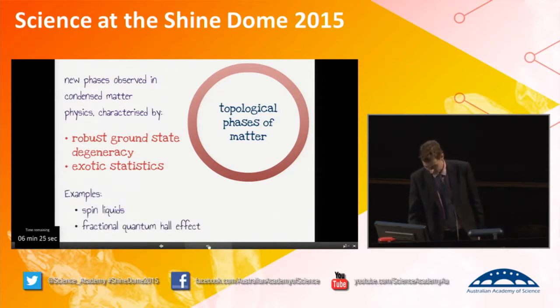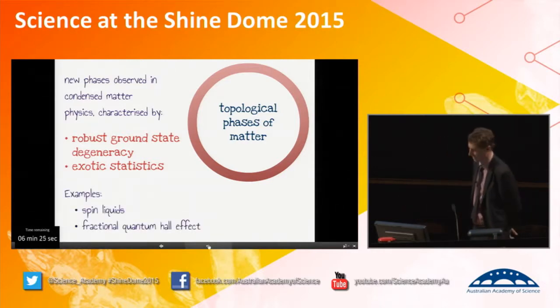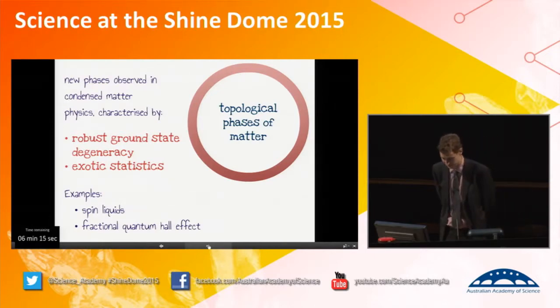Now, I'm certainly not a physicist, and I haven't been in a lab for a very long time, but just as pointers for some places where you can see these topological phases of matter in the real world, the spin liquids and the fractional quantum Hall effect are the relevant places to look.